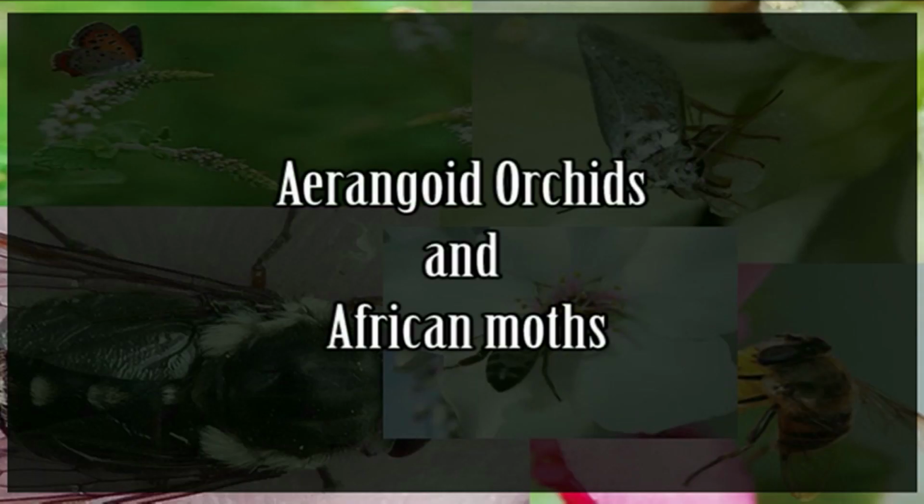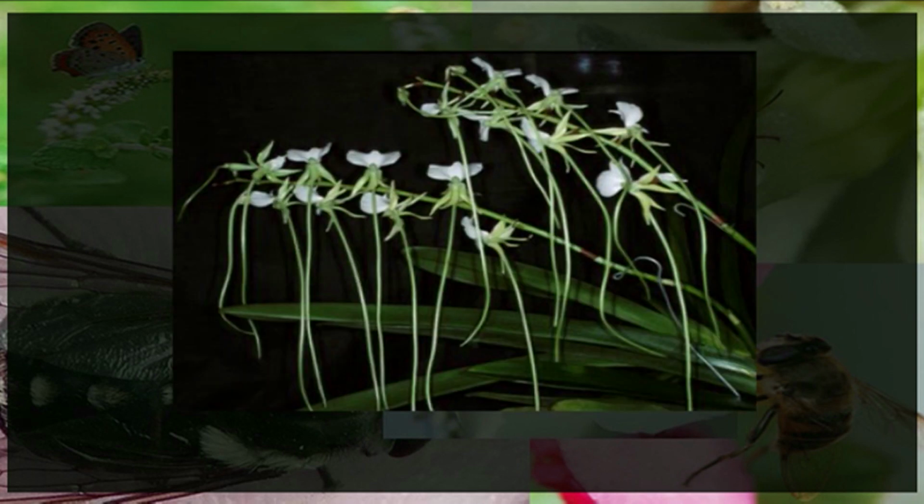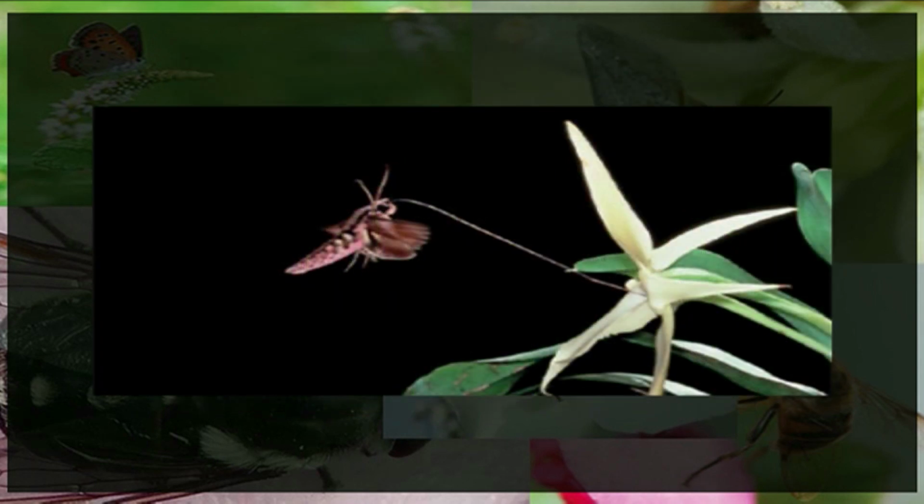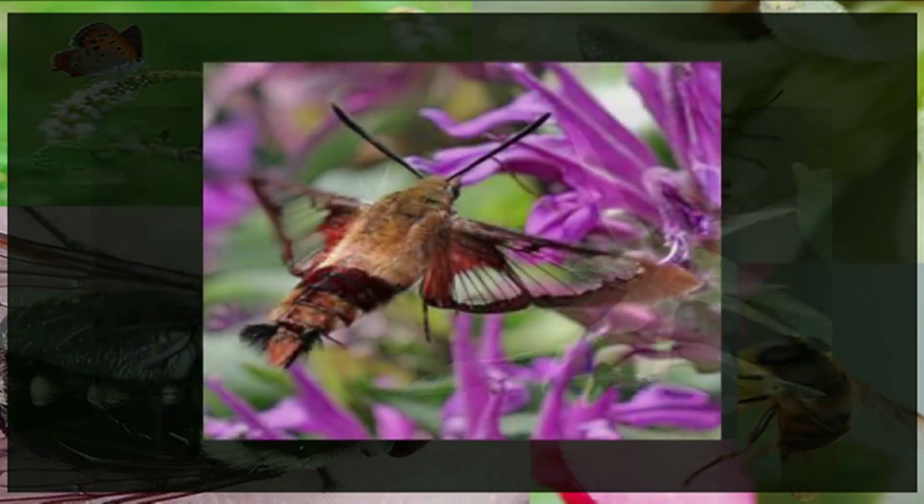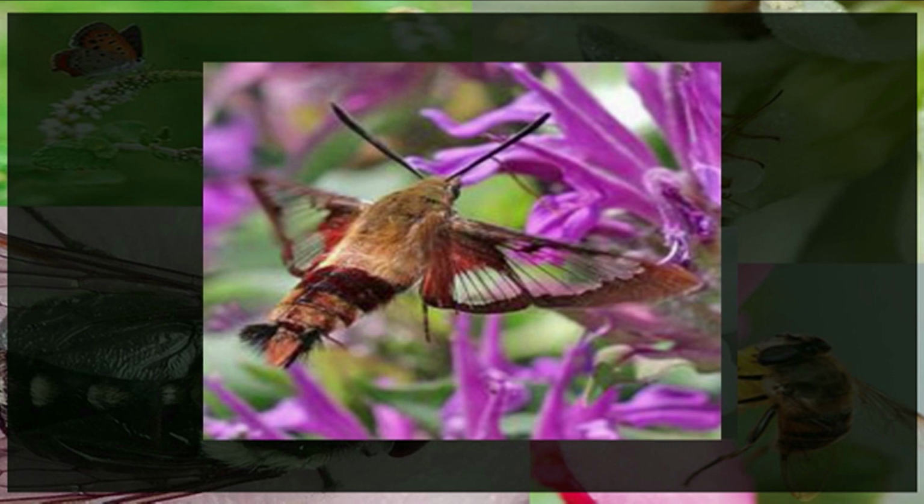Let's have an example of the Angraecoid orchids and African moths. The long-spurred Angraecoid orchids in Kenya have highly specialized pollination systems involving just a few long-tongued hawk moth species. It has been demonstrated that these orchids are exclusively pollinated by long-tongued hawk moths. No more than 1 to 2 hawk moth species pollinate a much larger number of specialized orchids.